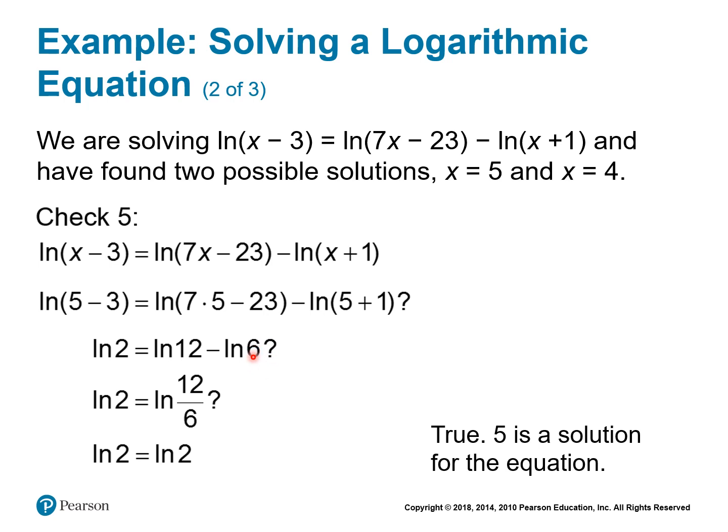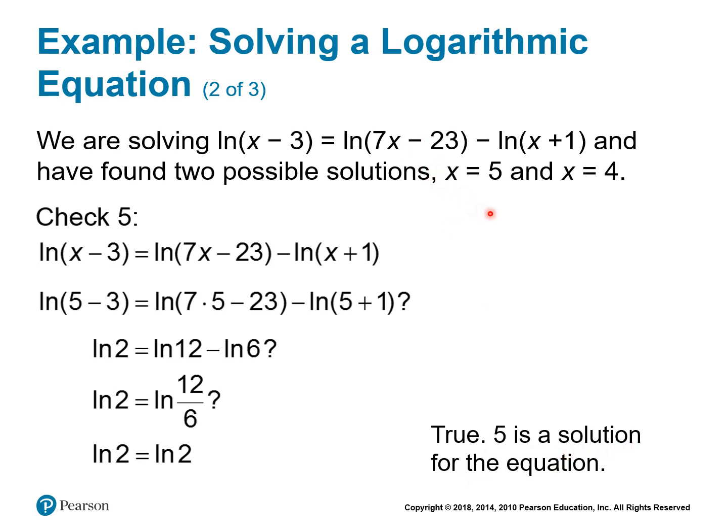So ln of 7 times 5, 35, minus 23 is ln 12, and then minus ln of 5 plus 1, which is 6. And then we can use the quotient property to write this ln 12 minus ln 6 in contracted form as ln of 12 divided by 6, which is ln 2. So ln 2 is equal to the ln 2 on the left hand side. Therefore, the two sides are equal to each other.